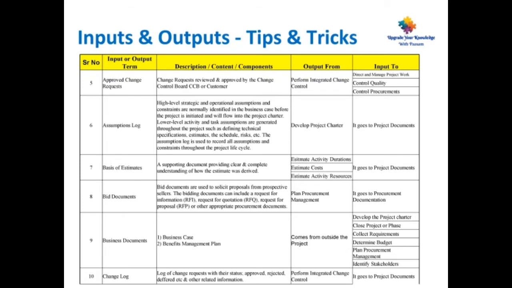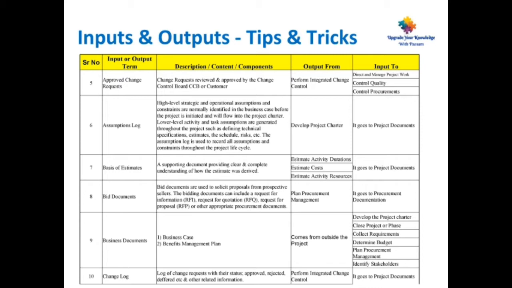Coming to slide number 2, point number 5, approved change requests. Change requests reviewed and approved by the change control board or customer. This is the output from perform integrated change control and input to direct and manage project work, control quality, and control procurements. Coming to point number 6, assumption log.